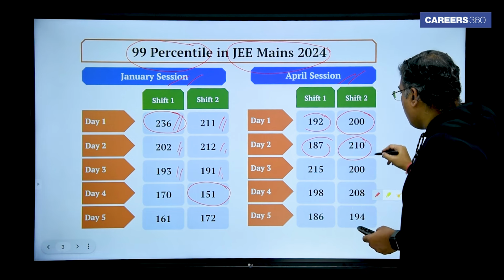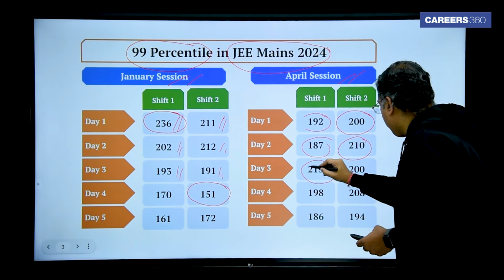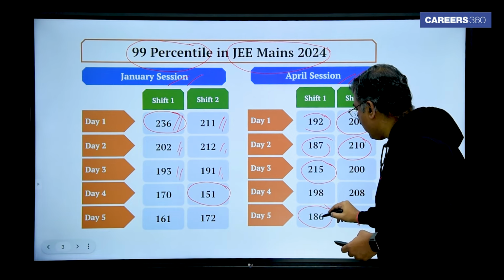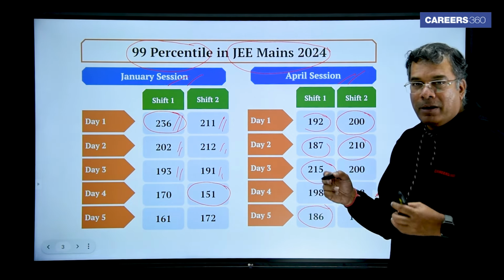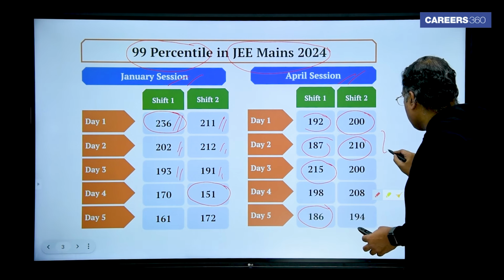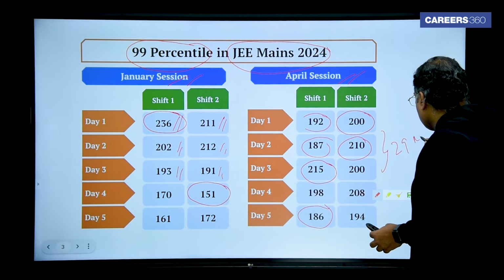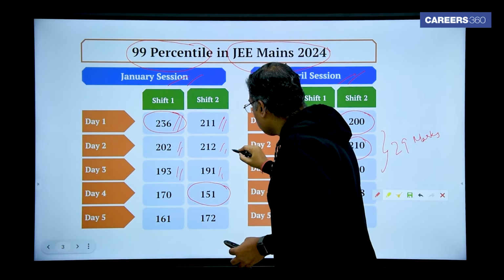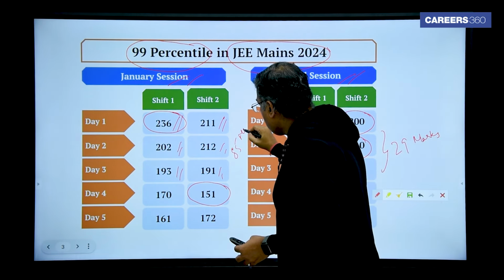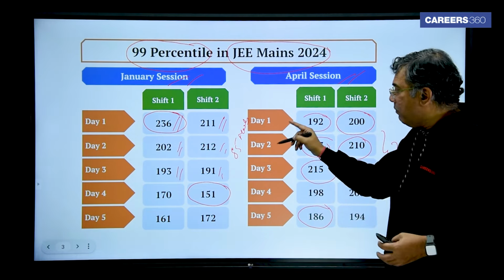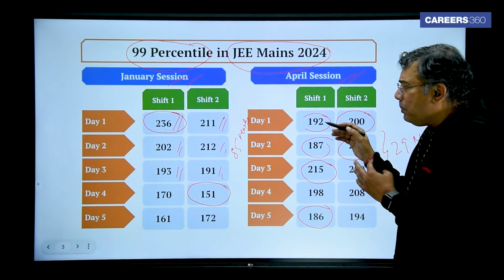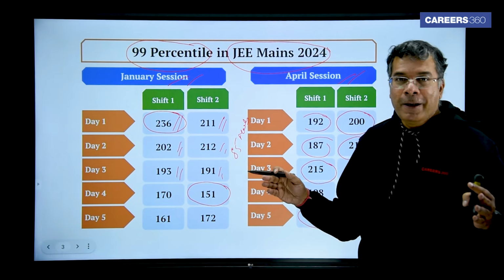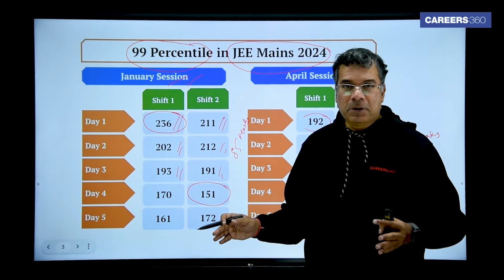If you look at it, the highest was 215 and the lowest was 186. Here the variation came down dramatically to only 29 marks. Here, in January, the variation is 85 marks. This variation has come down dramatically because people criticized, saying how can you have such variance in the difficulty level of the paper that students can't compare between themselves.